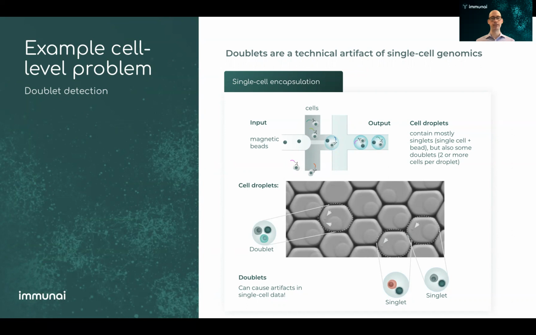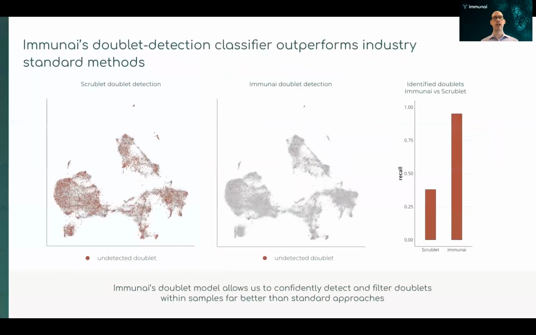and to filter out those cells from your downstream analysis. But what we realized is that at Immunai, we had such a wonderful database that we were able to use a pretty simple, pretty standard model, coupled with our massive data, and beat the pants off of the industry standard doublet detection algorithms out there.